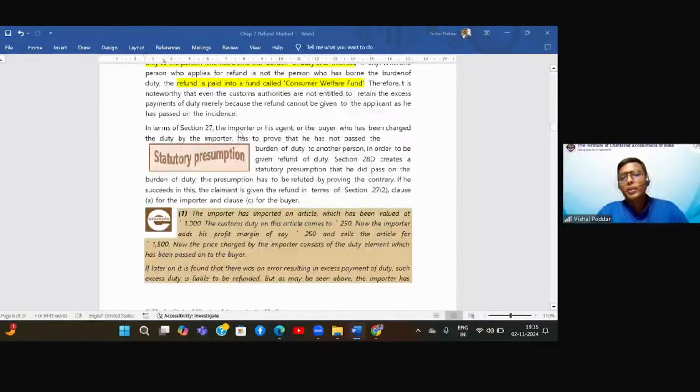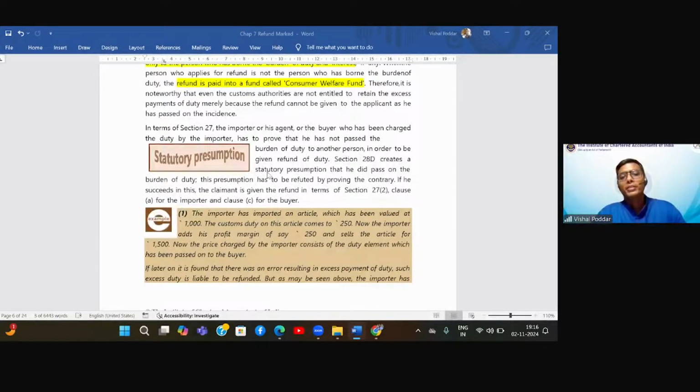In terms of Section 27, the importer or his agent or the buyer who has been charged the duty of import by the importer has to prove that he has not passed the burden of duty to another person in order to be given the refund.